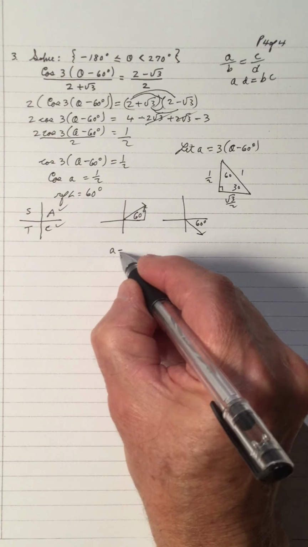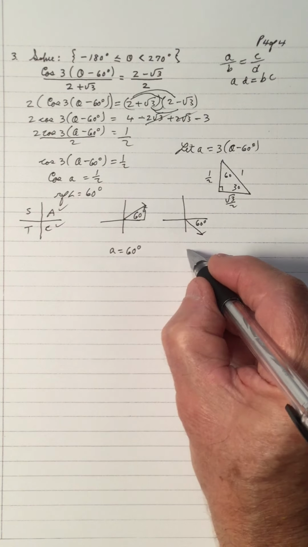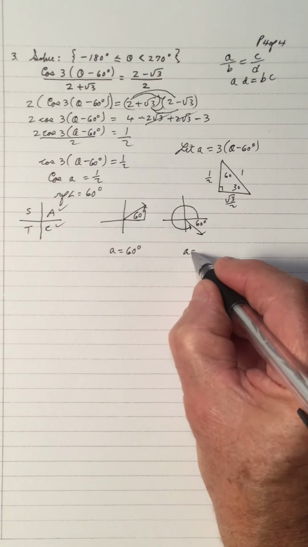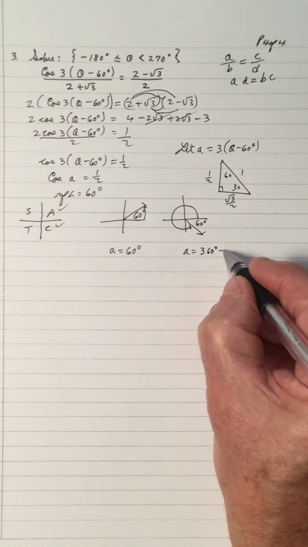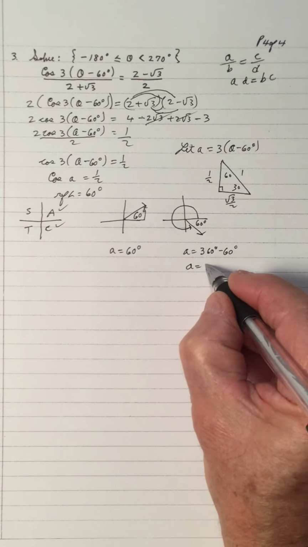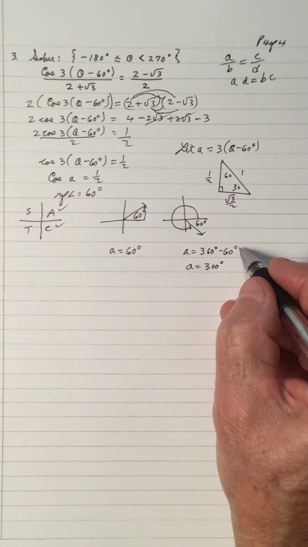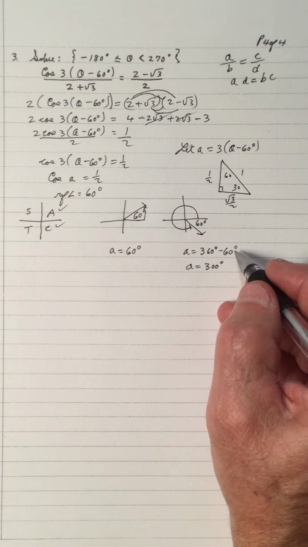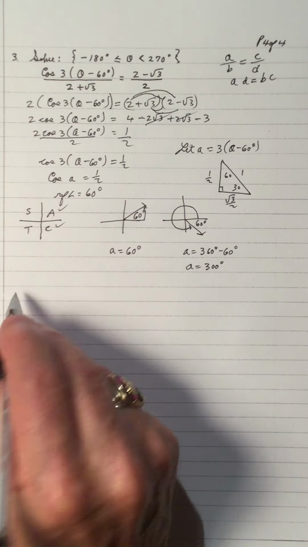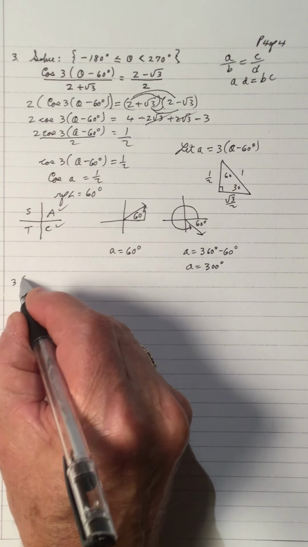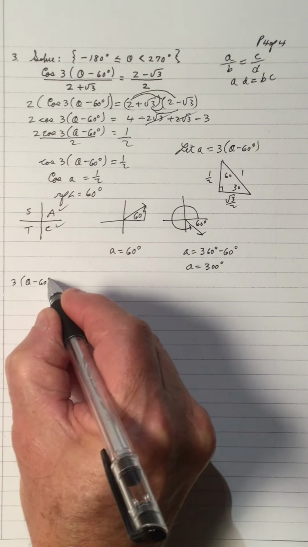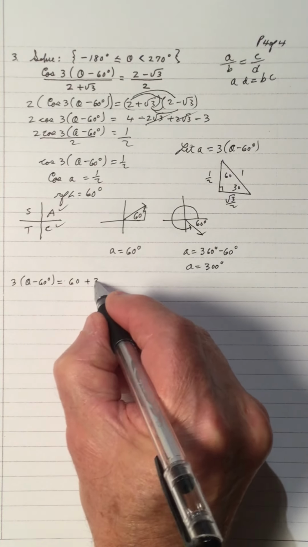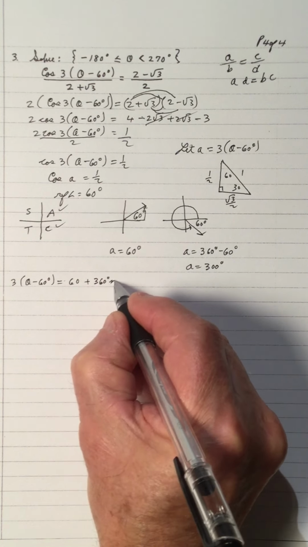That means that A is 60 degrees, and the rotation is from the initial arm right around to here. So A is 360 minus 60. So A is 300 degrees. So we got 60 and 300. And we're working in degrees. So let's write out the first one. So we have 3 theta minus 60 equals 60 plus, in degrees, 360 degrees n.